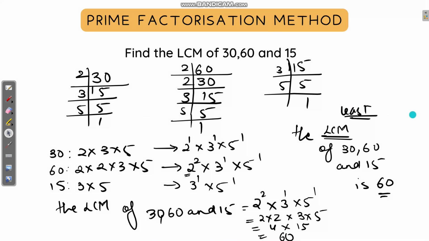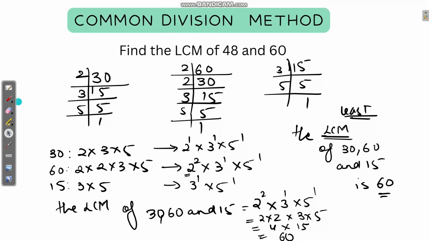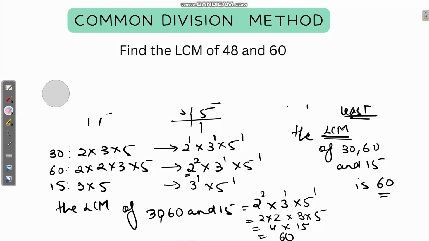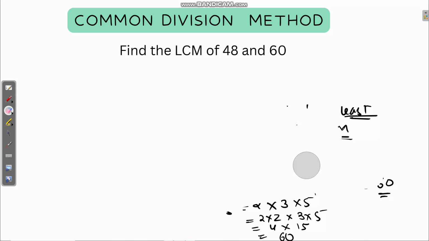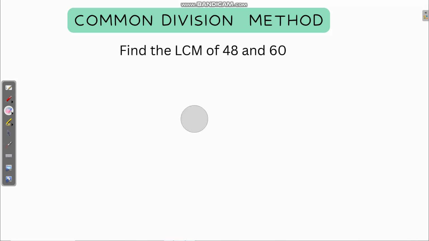Okay. The next question. This is the third method to find LCM, that is common division method. So let's find the LCM of 48 and 60. So first of all, you need to draw one vertical line, horizontal line. Write the number, that is 48, separate them using a comma, and 60.